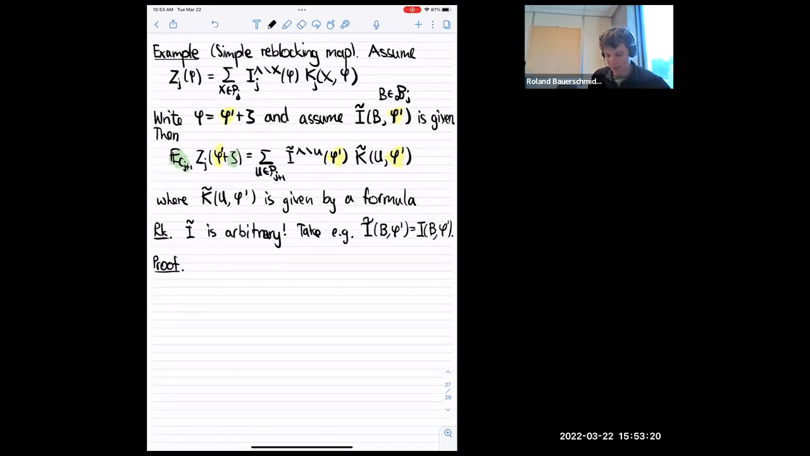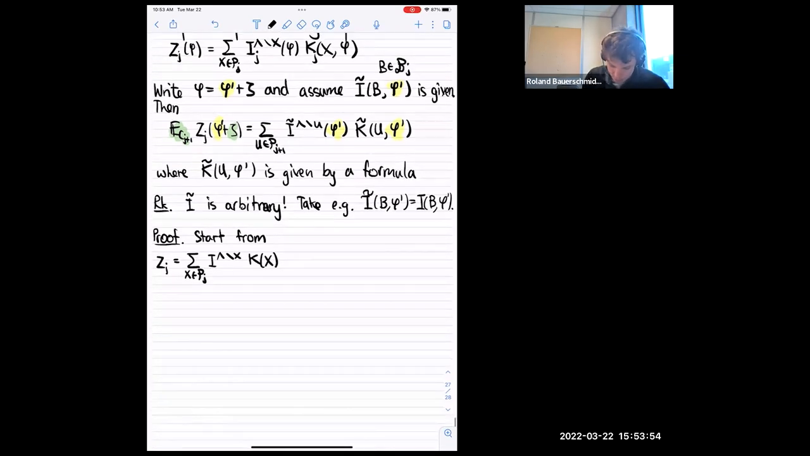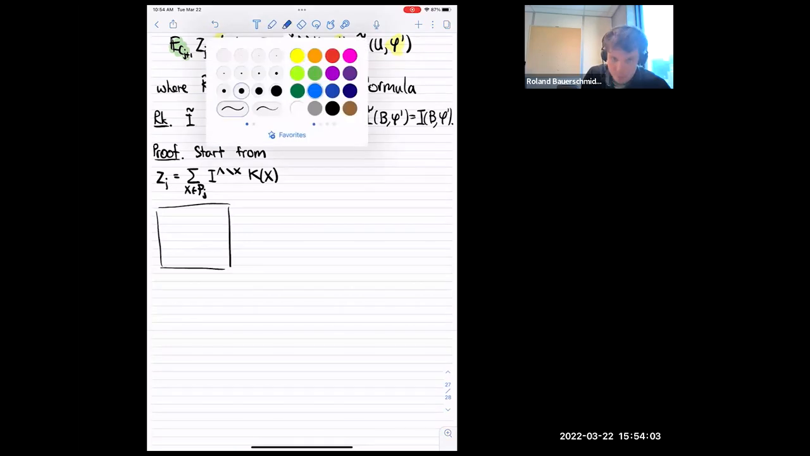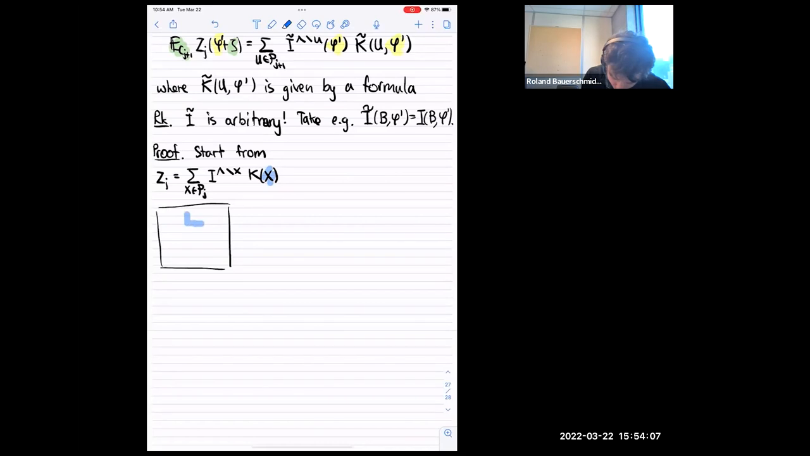So the proof of the claim of this example is the following simple manipulations, but they give some feeling for this representation. So we start from Z_j, and at this point I'm going to drop the argument phi because the manipulations are mainly in this set X. So we're summing over a set X. We have I to the lambda take out X, K of X. And at this point, I want to draw a picture again. So we have the set X, which is a blue set, say here. This would be a set X, and maybe it has another connected component here. So this would be the set X. And everything else, the white, is lambda take out X.